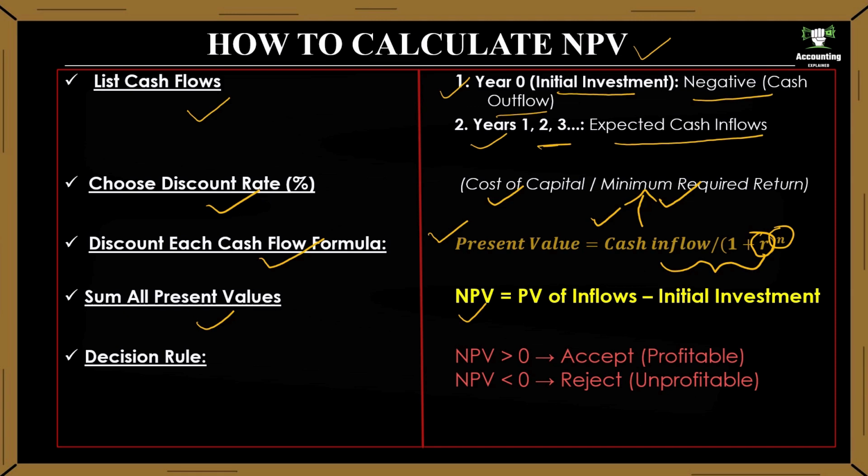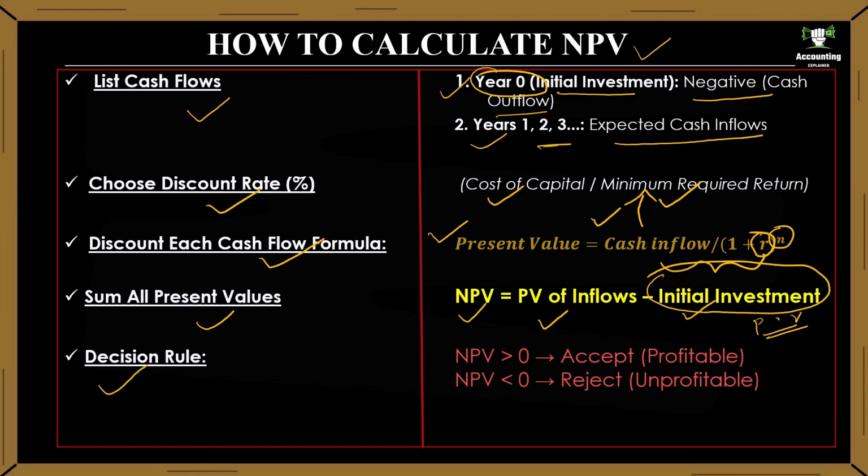NPV is equal to the sum of all the present values of cash inflows minus the initial investment. One thing you have to remember: the initial investment need not be converted to present value, because it is in year 0, so it is already in present value. Remember that. Don't make a mistake in the exam.